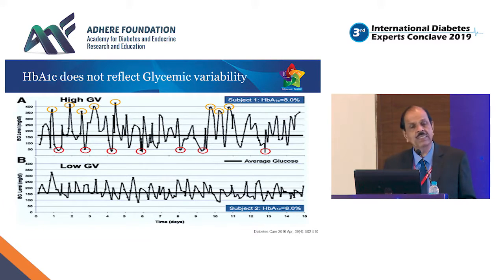We'll look at the A1C of 8% in both the individuals. In the top patient, you can see the valleys and the peaks, and there was a lot of fluctuation in the blood sugar, and the lower person has equally the same A1C, but the fluctuations are much less. So the person in the lower panel is much safer than the patient in the top panel because the fluctuations in blood sugar are more in the top panel compared to the lower panel.